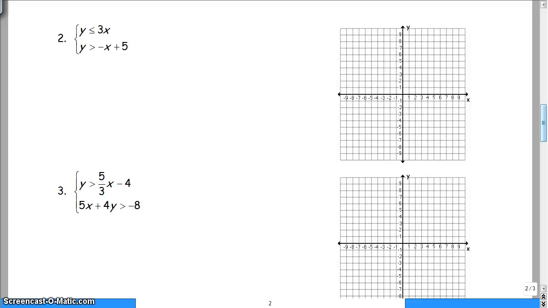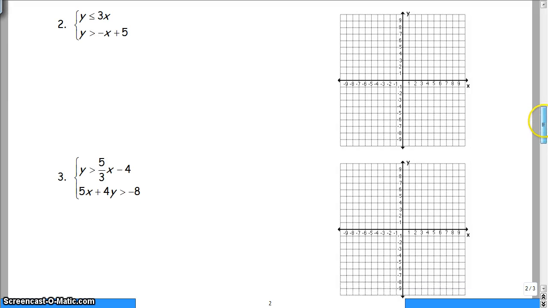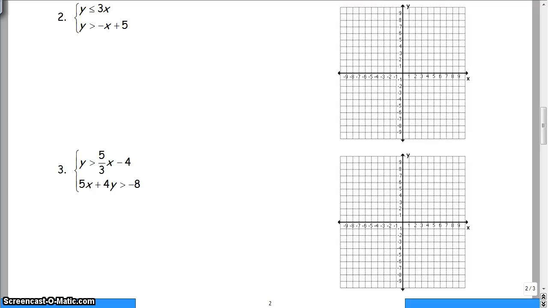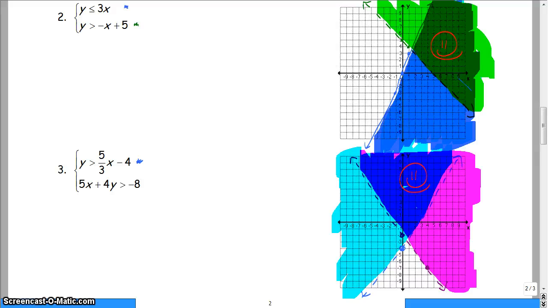So here's the first two. You have y is less than or equal to 3x, and y is greater than negative x plus 5. And your next one is y is greater than 5/3 x minus 4, and 5x plus 4y is greater than negative 8. So why don't you try those two and pause the video, and then when you press play you will see the answers to these magically appear. Okay, so go ahead, pause the video, try it out. Let's see if we get the same thing. Here we go, it's magic.